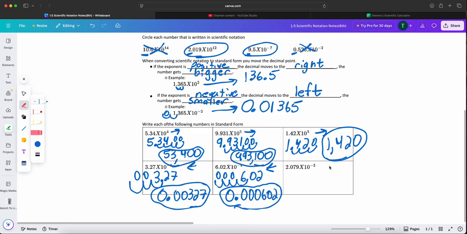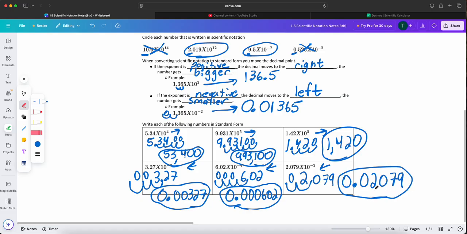The next one has a negative exponent as well, so we're going to go left. It's 2.079. I go left twice. Fill in that blank with a 0. Always start with 0 point and then fill in my number. So 0.2079. So that is that number in standard form.